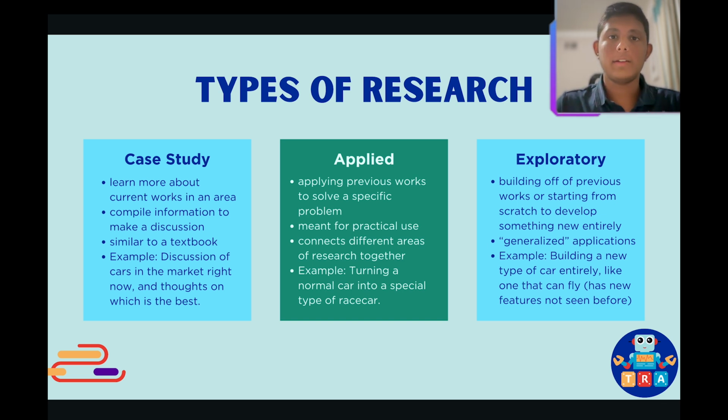Another type of research is applied research, which is applying something that's already being done to solve a new specific problem. And it's mainly meant for practical use, so taking some more theory and putting that down into the real world so that someone can actually use it. For example, someone may have found out that this piece of DNA is really related to some sort of cancer.